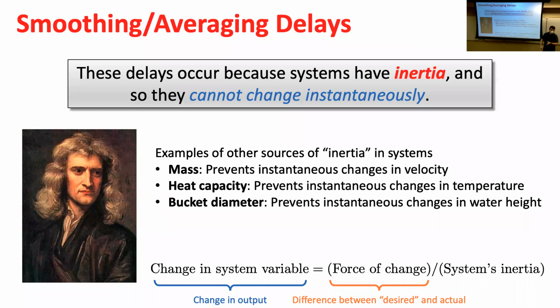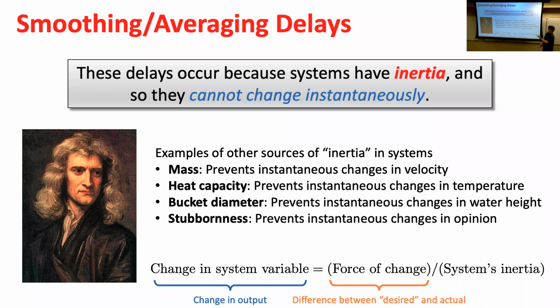Bucket diameter. If we trickle water into a bucket, the bigger the bucket, the slower it is for the height of the water to accumulate. With a small bucket or a graduated cylinder and a small trickle, the height will change very quickly. But a fat bucket with a trickle, the height won't change very fast. So even a geometric parameter like the diameter can act as a sluggishness parameter, an inertia parameter.